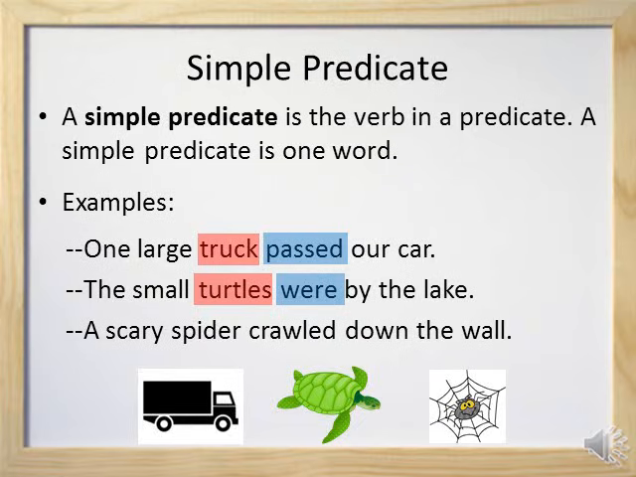And finally, a scary spider crawled down the wall. Who or what is the sentence about? Just one word. Spider. Spider is the simple subject. So let's find the simple predicate or verb by asking, what did the spider do? The spider crawled down the wall. The simple predicate is crawled. Let's practice some more examples.